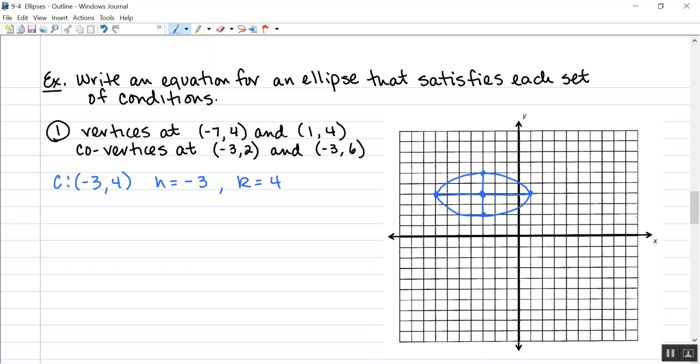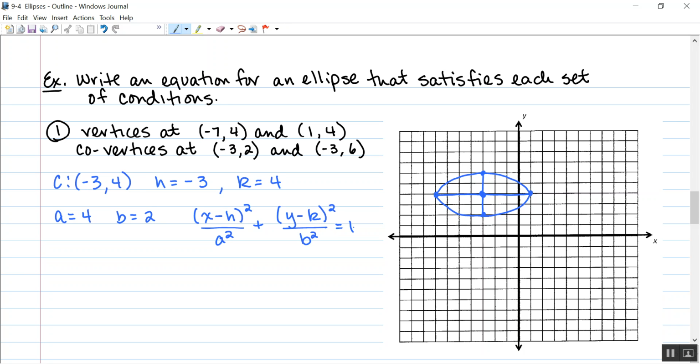So the distance from the center to this vertex is 4 units. That's my a. So a equals 4. And then the distance from the center to a covertex is 2. So that's going to be my b. And since it's horizontal and goes in the direction of the x-axis, my equation is going to be in the form (x minus h) squared over a squared, because a is bigger, goes under the x, plus (y minus k) squared over b squared equals 1.